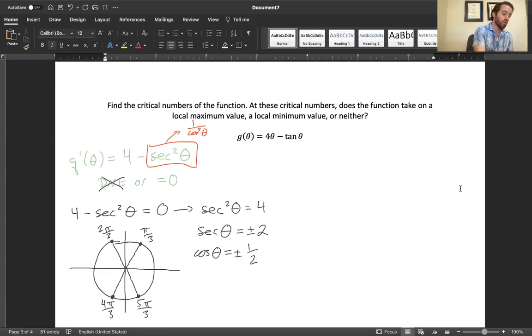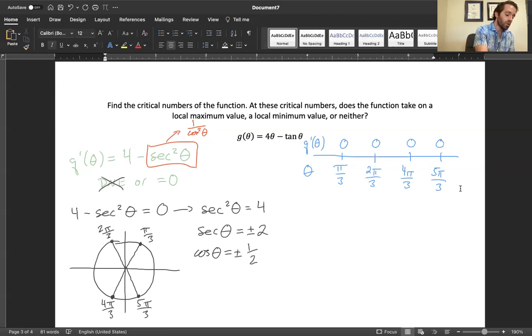So these are the critical numbers. And we would have this like, let me see, is this going to happen over and over? Yeah, it is going to happen over and over, but let's just look at one period to keep things simple. Let's see, we would have pi over 3, then 2 pi over 3, then 4 pi over 3, then 5 pi over 3. Okay, we know that it's 0 at all those points. These are theta values, and these are g prime of theta values.